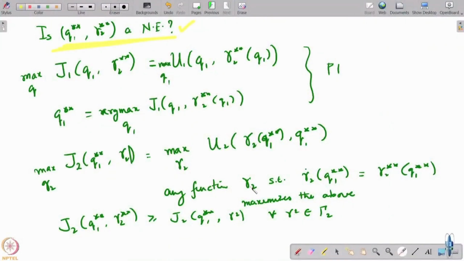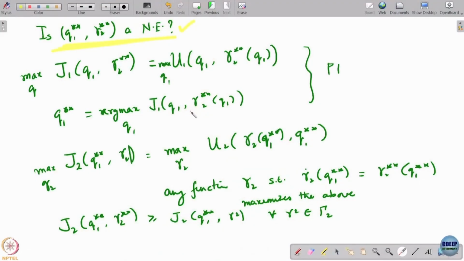See, it is still a best response to q1 star star. So, that other bogus gamma 2 that I just mentioned is still a best response to q1 star star, but q1 star star is not a best response to that. There is no guarantee. The optimal quantity for player 1 to play is q1 star star when player 2 is playing gamma 2 star star. If player 2 decides to play something else, then the quantity for player 1 would also change.